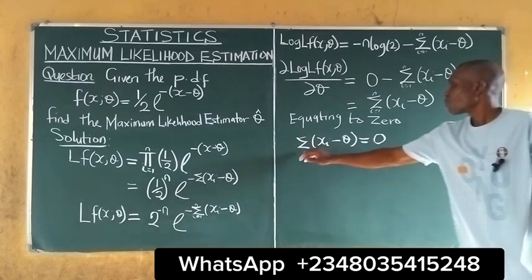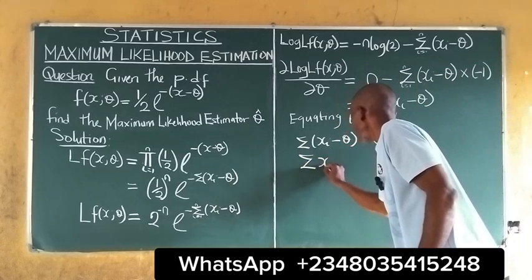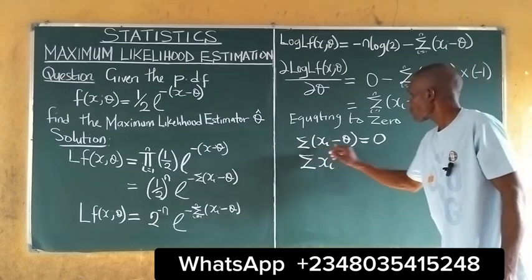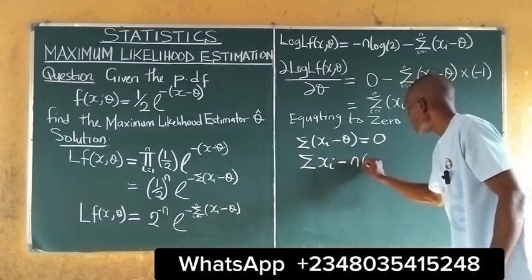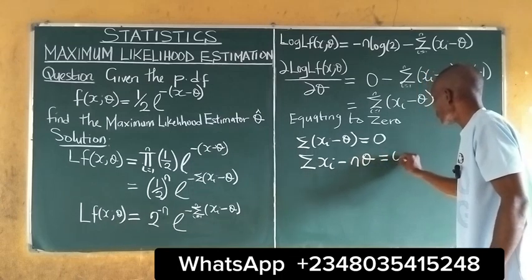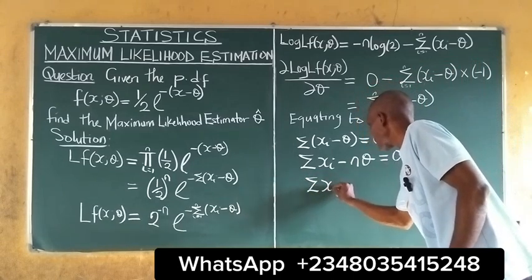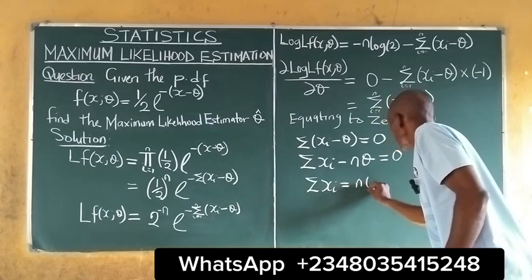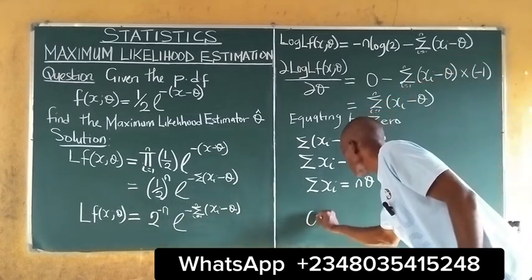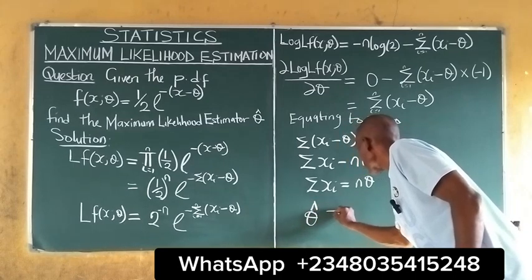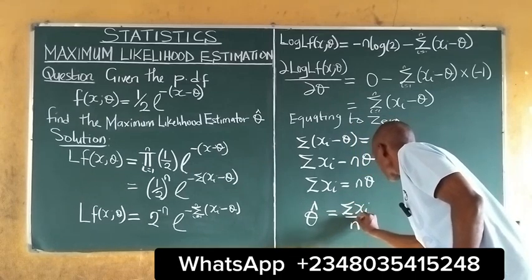So the next thing we'll do, we take the sum of this. If we sum xi's, we get summation of xi. And if we sum a constant, because we are opening this bracket, we get n times that constant, which is equal to 0. So we can push this over to this side to give us summation of xi is equal to n theta. So making theta the subject of the formula, which is our estimator, we say theta estimate will be equal to summation of xi all over n.